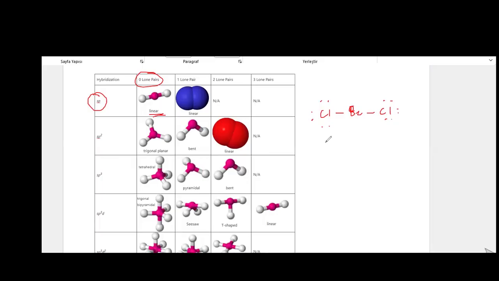We can also say that it is a nonpolar molecule. It has a linear molecular geometry, and it has sp hybrid orbitals for the beryllium atom. So let's check the angle between the chlorine atoms. As you can easily realize, it has a linear shape. That's why 180 is the bond angle between the atoms.